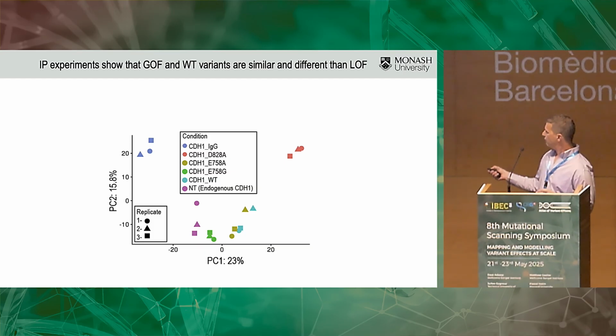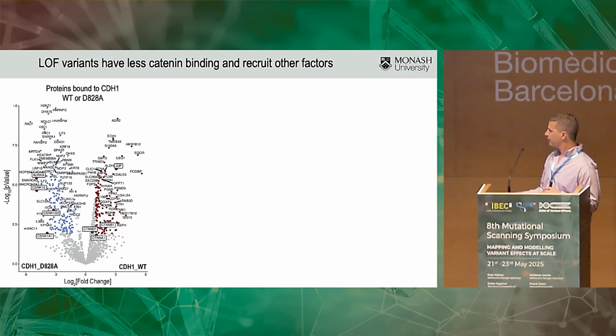But the loss-of-function variants looked very different. The loss-of-function variant clustered up here and was also different from just the empty vector. This indicates that the loss-of-function variant is not doing what wild-type is doing, but it's not just expressing nothing in the cell. If we look at the actual proteins bound to either wild-type or this loss-of-function variant, as you would expect, the loss-of-function variant lost its ability to bind to alpha, beta, and gamma catenins. But interestingly, it gained the ability to bind to all these kinases, all these serine threonine kinases. That suggested to us that maybe this loss-of-function variant is actually doing something.